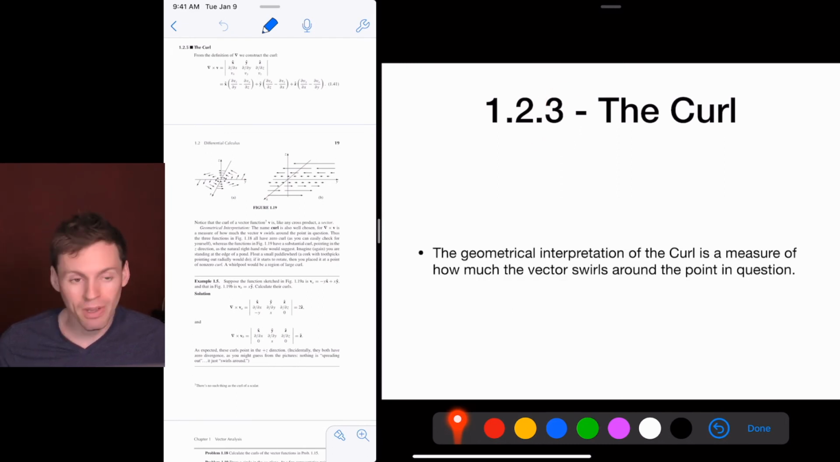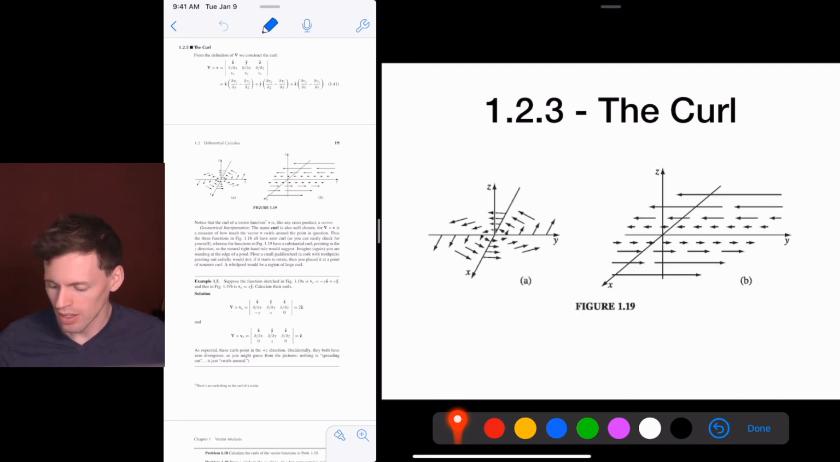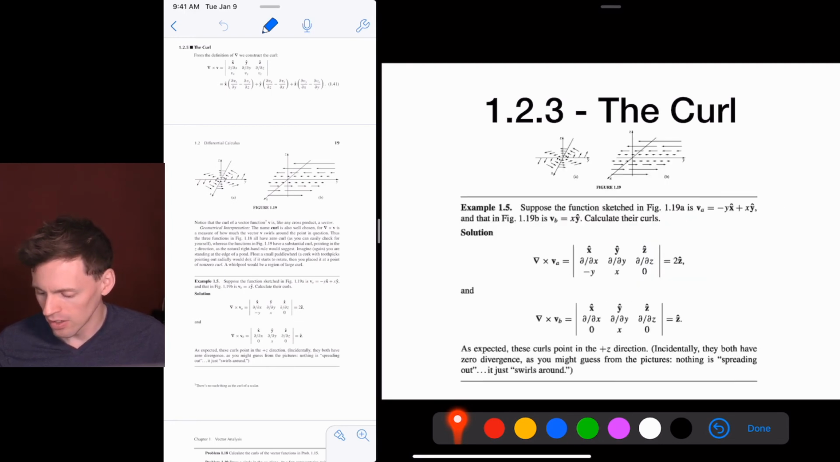1.2.5. So the geometrical interpretation of the curl is just a measure of how much the vector swirls around a point in question. So if you have a vector field that looks like this, that's going to have a curl. This is also going to have a curl because the vectors are longer further away and then they get shorter as you go in, so it's swirling around this point. They're going up and then down and up and down.